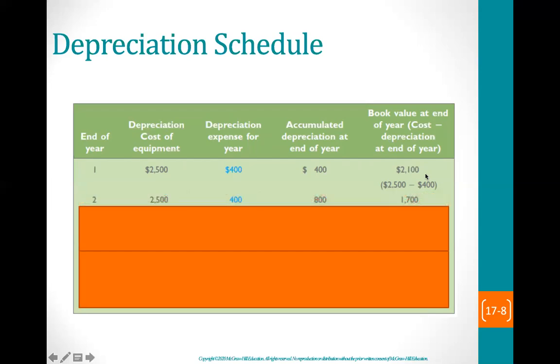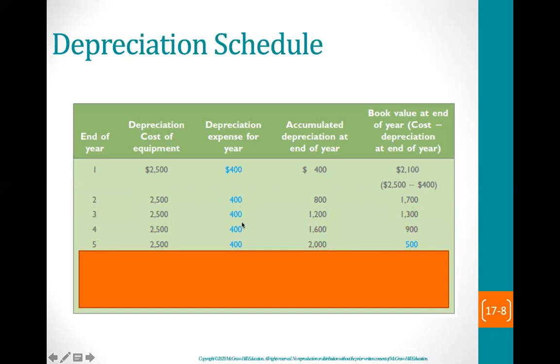Year two, cost remains the same, depreciation expense is the same. This time our accumulated depreciation is equal to the prior year's accumulated depreciation plus the current year depreciation expense, which equals $800. Book value is then cost minus accumulated depreciation, which equals $1,700.